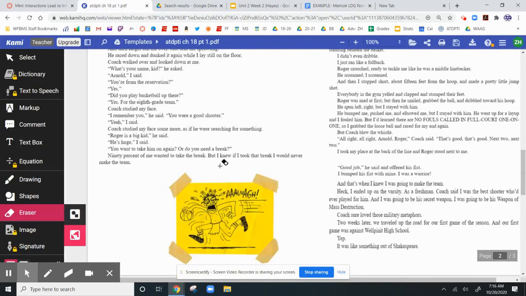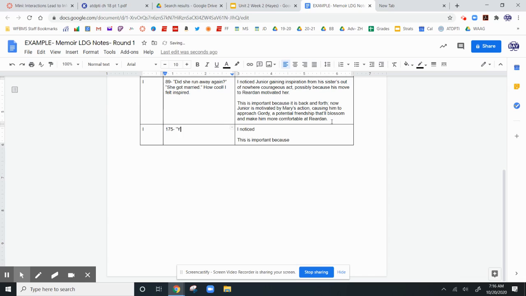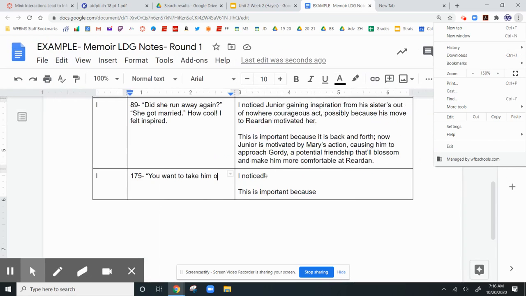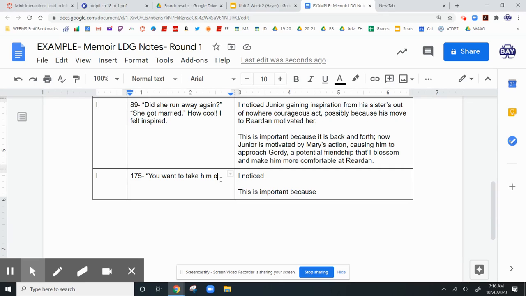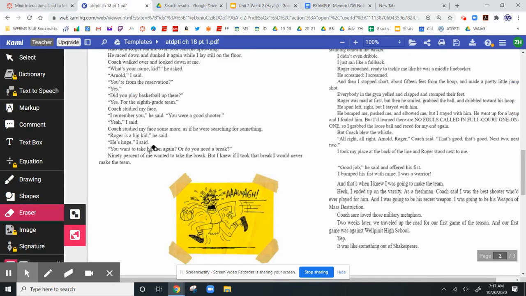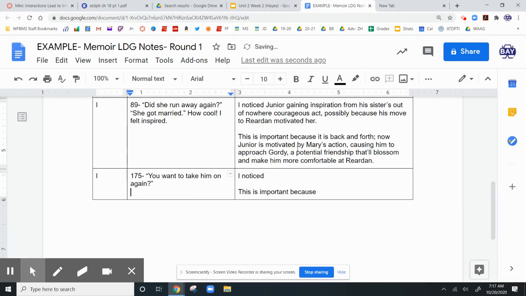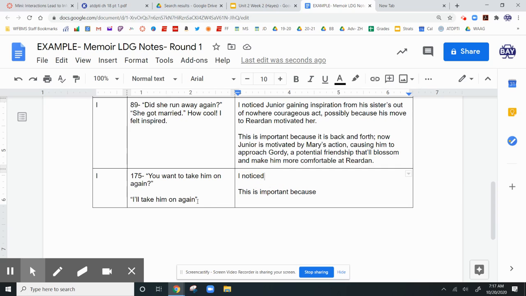And the coach says, you want to take him on again? I'm going to zoom in a little bit just to make this really easy to see. Oops. Sorry about that. You want to take him on again? And then there's a little bit of internal thinking here, but then we'll jump to where he answers, I'll take him on again. I'll write Roger line up again. Here's my text evidence. I'm going to answer my two questions in my module page.